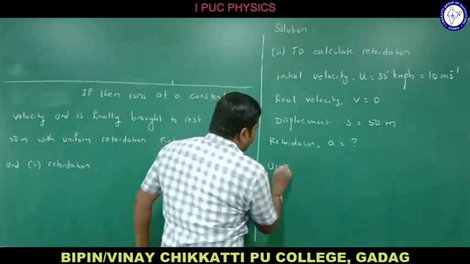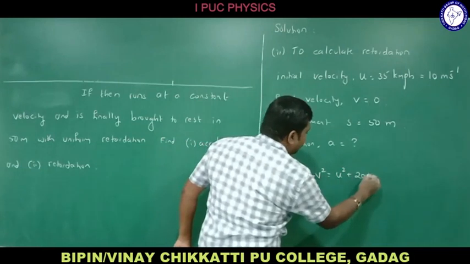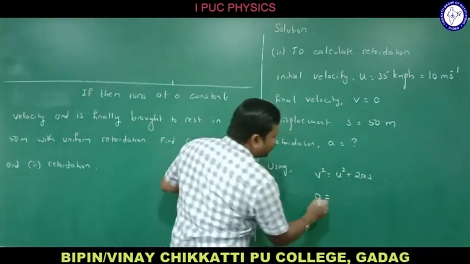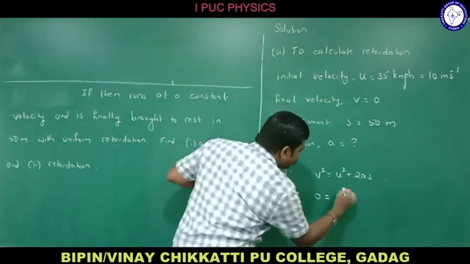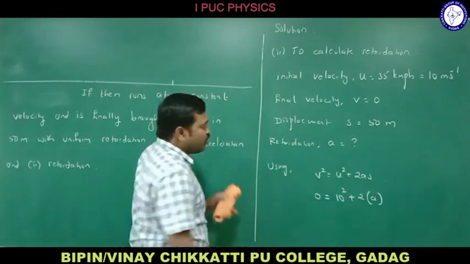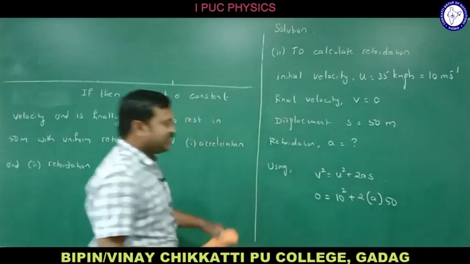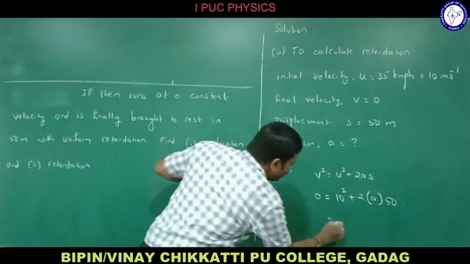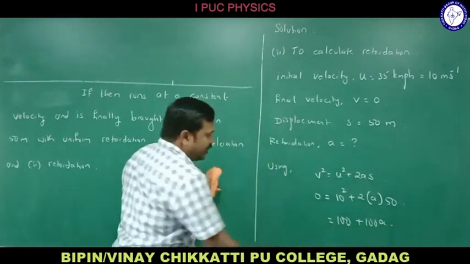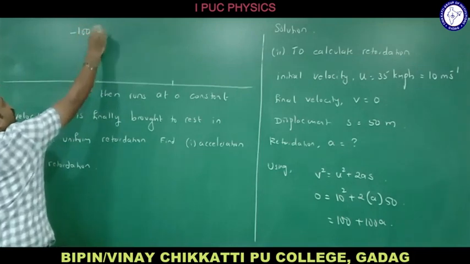Third kinematic equation here. That is V square is equal to U square plus 2as. Shall I use this? What is V? It is 0. Let me write 0. What is U? 10 square plus 2. What is acceleration? That we need to calculate. What is displacement? Displacement is 50. Right. So what do you get? That is equal to 100 plus 100a. Okay. Let me bring this 100 to this side. So we'll be getting minus 100a, right?